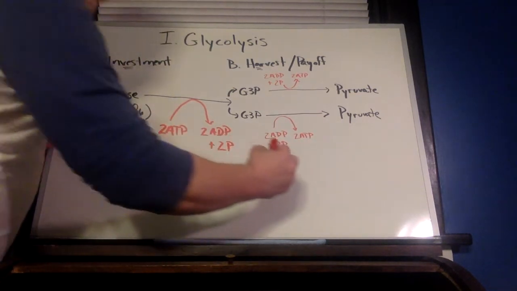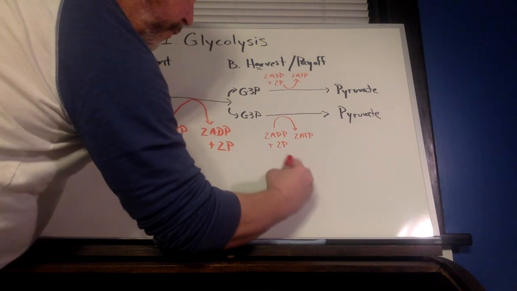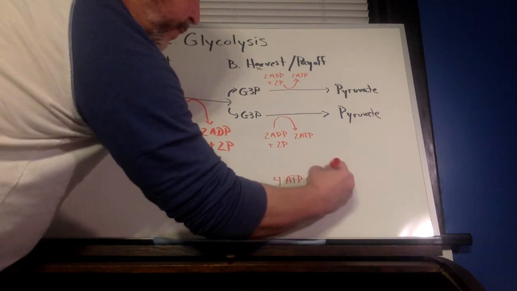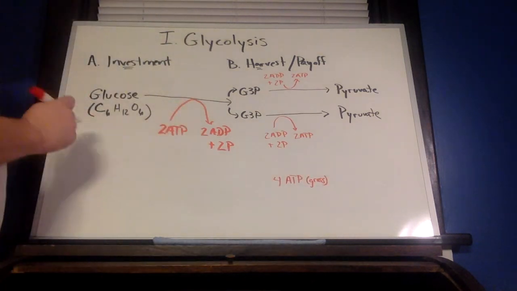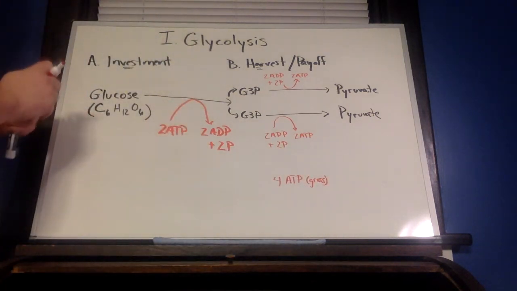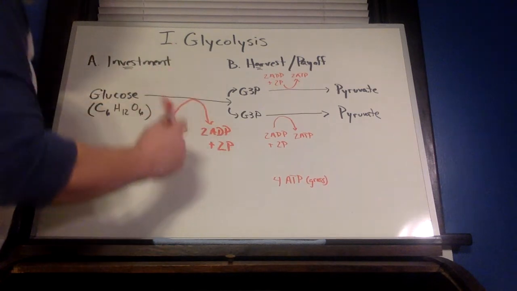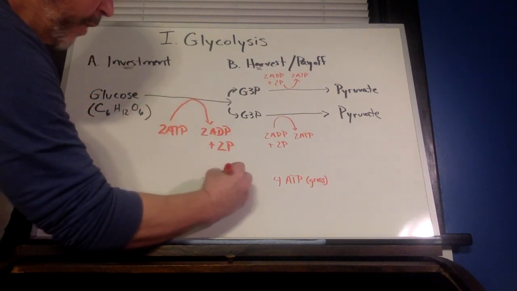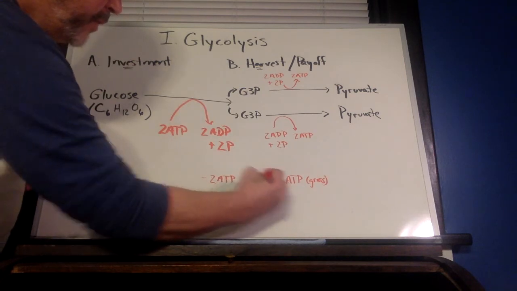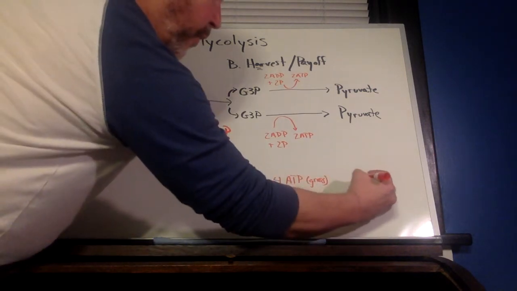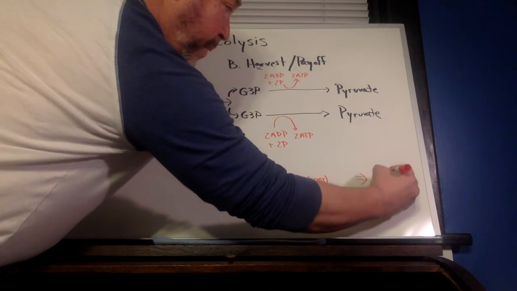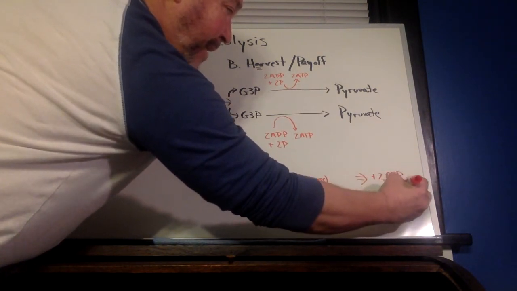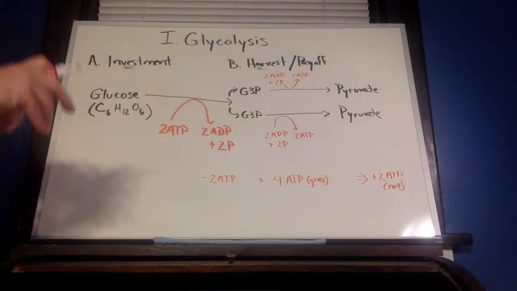So therefore, we will get 4 ATP molecules gross from the glycolysis portion of cellular respiration. However, since we had to invest 2 ATP, we had to go in the whole 2 plus those 4 that are made. So overall, we will get a plus 2 ATP net from our system.